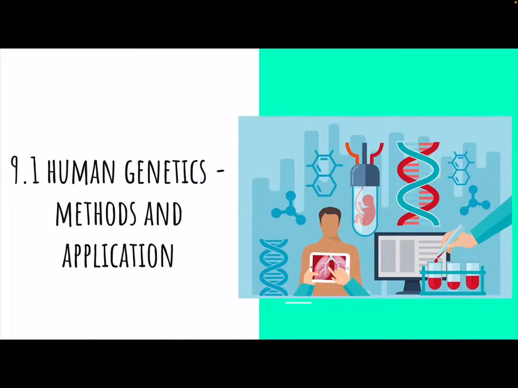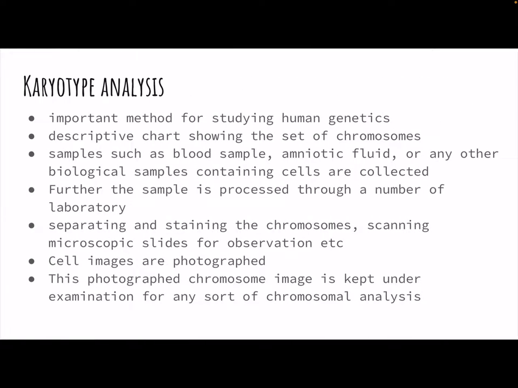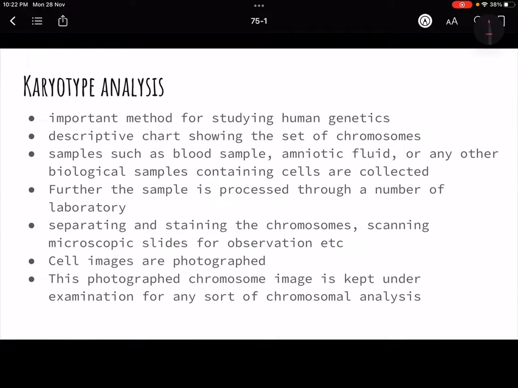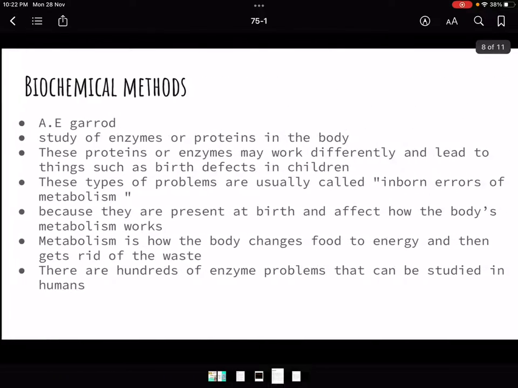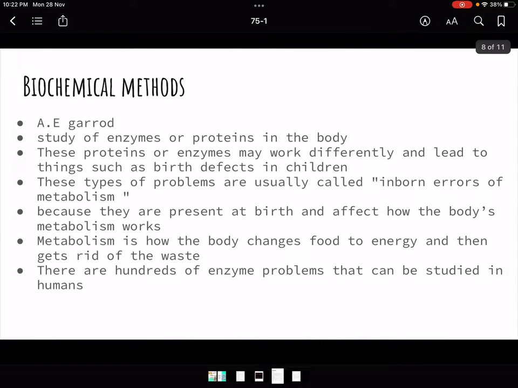So we were doing human genetics, and today we are going to cover the next topic, that is the karyotype analysis or the cytogenetics. Okay, today we'll do the cytogenetics, and the next one we'll do is the biochemical methods. Today we are going to cover these two, right? So now karyotyping or cytogenetics.